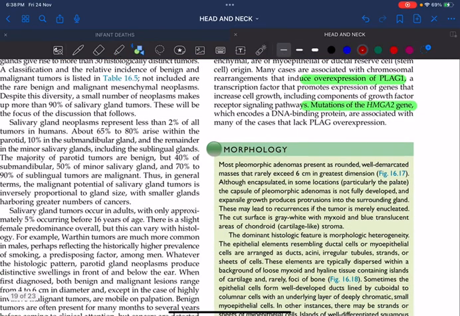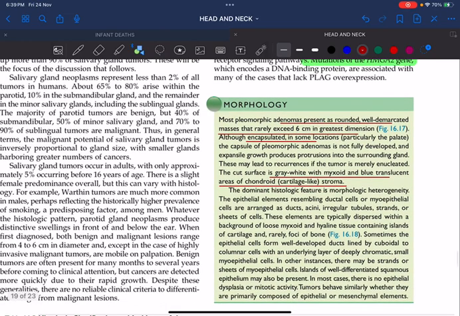Grossly, what can we see? You can see rounded, well demarcated masses. They are encapsulated, and the cut surface is grey white with myxoid and blue areas. The blue areas are because of the cartilage. The dominant histological features are epithelial components, myxoid and hyaline tissue components, and a myoepithelial component. That is why it is called a mixed tumor. They may be well differentiated, and islands of well differentiated squamous epithelium may also be present.